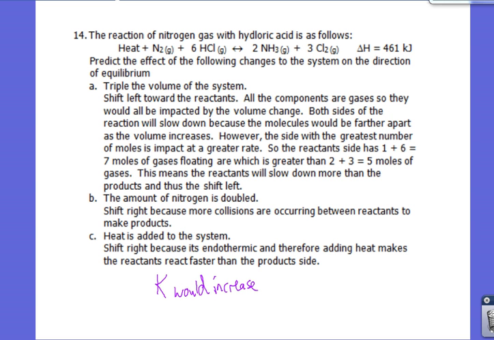14, similar ideas. Tripling the volume, which means we're decreasing the pressure. It would shift to the reactant side because there's more moles of reactants. The amount of nitrogen is doubled. So with a question like B, the amount of nitrogen is doubled. They mean like this reaction was at equilibrium, was perfectly in balance, and nothing appeared to be changing. And then someone injected double the nitrogen.